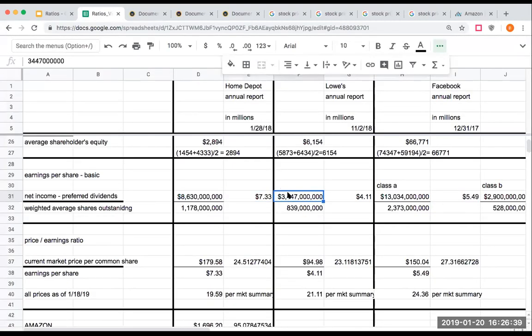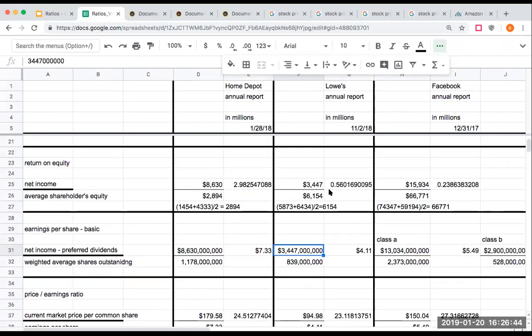The next one I'm going to go to is Lowe's. And Lowe's we said they had net income of about 3.4 billion.